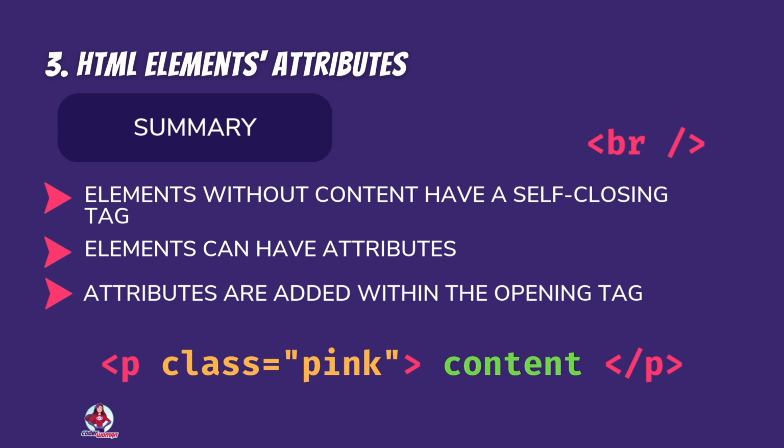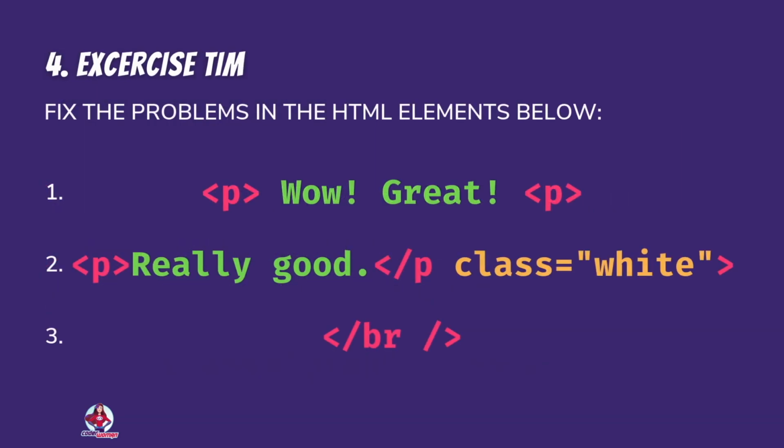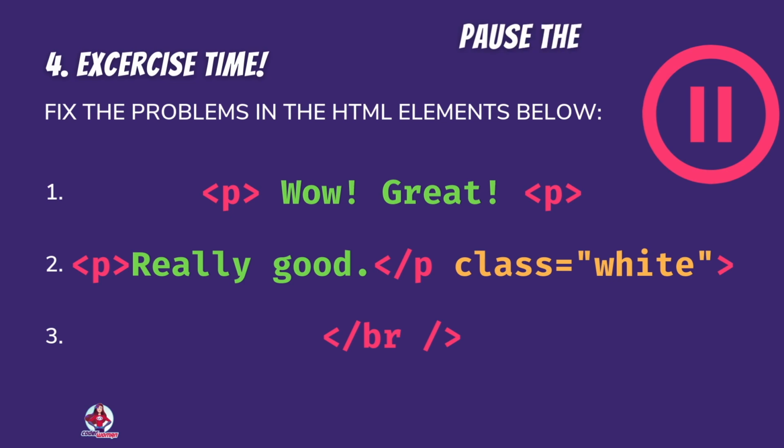Okay, now it's time for a little exercise. In the example below, you will see 3 lines of HTML code. And each line has a small error, and your job is to find and fix each one. When you are ready, hit pause and work through the problems. Then play the video to check your answers.